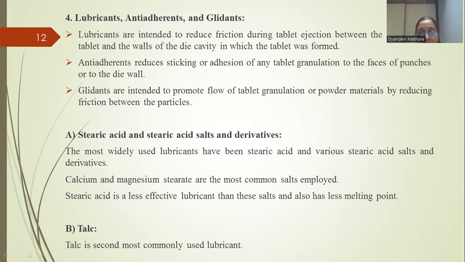And what are glidants? In the direct compression method, we just put the granules into the die cavity. Those granules should have proper flow, so that there will not be non-uniformity in the dose. Glidants are basically added to promote the flow of tablet granulation by reducing friction between the particles. Whenever we put those granules into the die cavity, their flow should be proper.